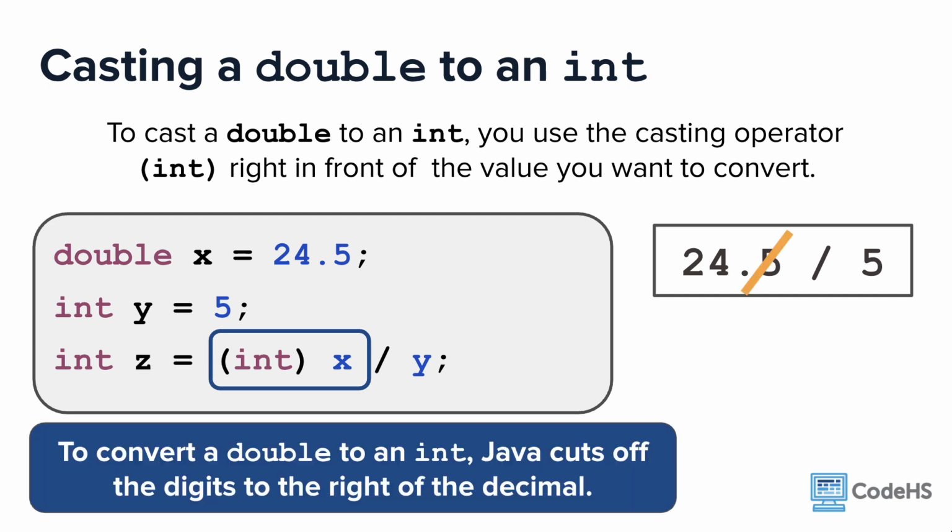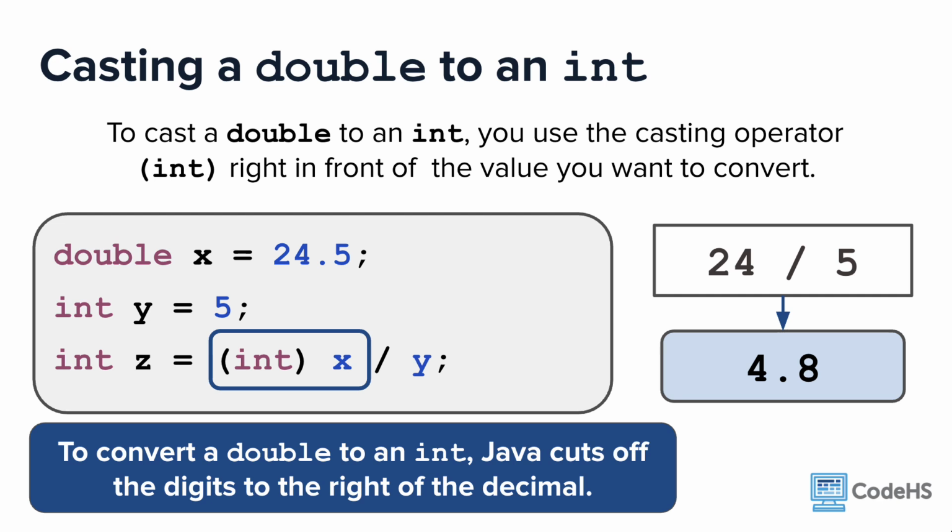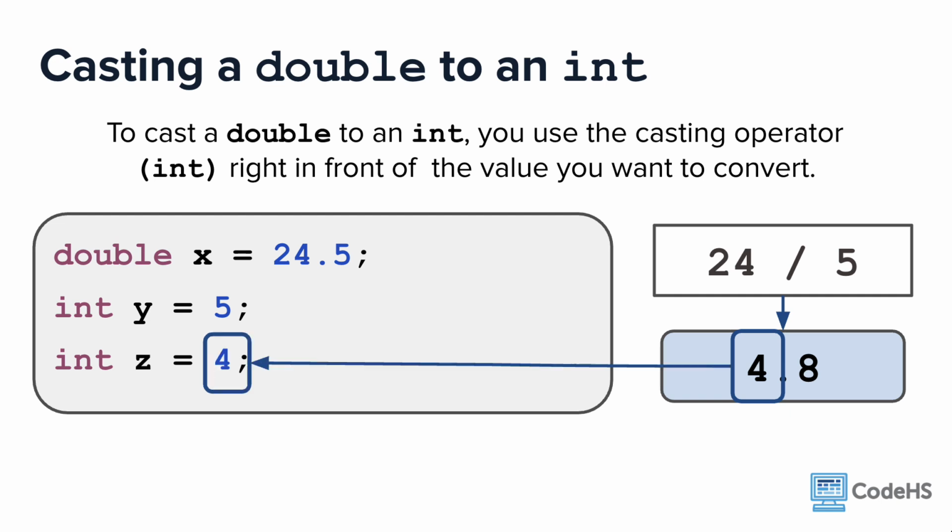To convert a double to an int, Java cuts off the digits to the right of the decimal. So 24.5 becomes 24, and our division statement is now 24 divided by 5, which results in an expression that uses integer division. This mathematically evaluates to 4.8, but because there are two ints, Java uses integer division, and the result is 4. So by casting the double to an int value, z stores the value of 4.